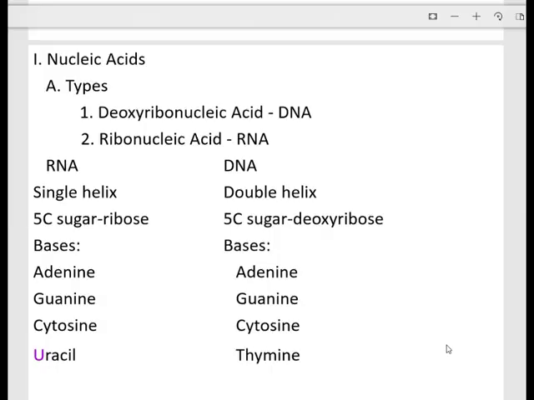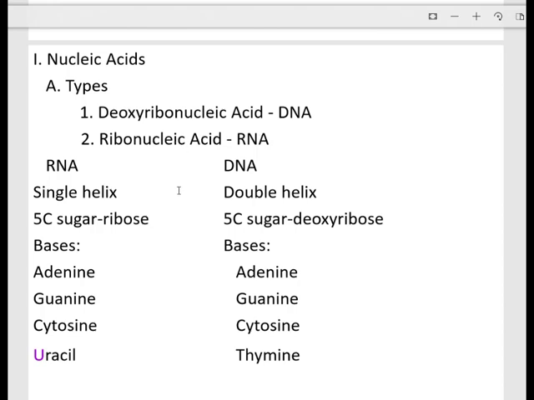When we had our chemistry unit, you learned that nucleic acids were a type of organic compound, which means that they contain atoms of carbon. Nucleic acids are huge polymers made of smaller connected monomers called nucleotides. There are two types of nucleic acid, deoxyribonucleic acid, or DNA, and ribonucleic acid, or RNA.